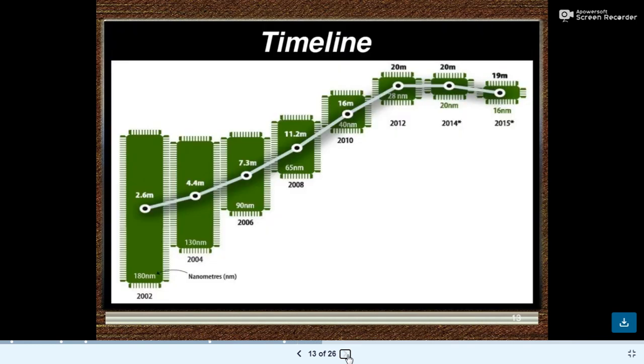So this is the timeline. Okay, so you can see that in nanometers, this area is in nanometers, and how many transistors are there. Okay, so these are the years. Here 2.6 million, and in around 16 nanometers of area, around 19 million transistors might be present in that certain area. So this is all about the timeline. Okay, so the area is getting small and the memory, or the transistors in that area, is getting increased.